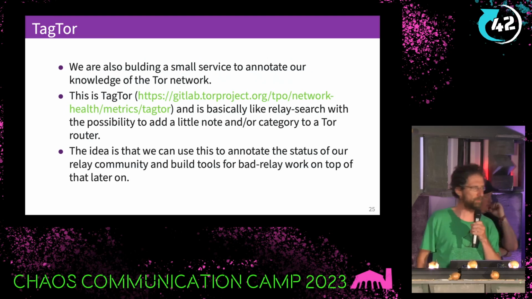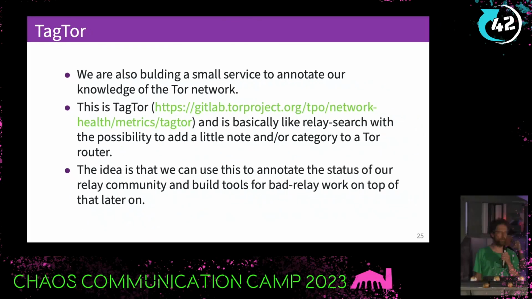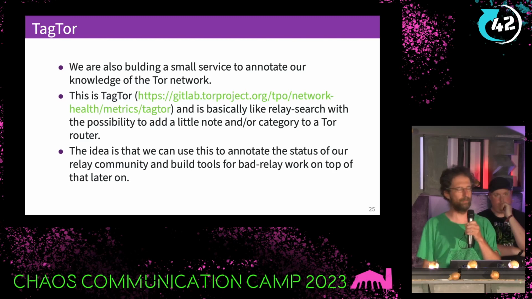The second thing we want to do while we are working on this project in the metrics area is build a small service to annotate our knowledge of the Tor network, and this tool is called C Tor. It's basically like the relay search we have right now. If you go to metrics.torproject.org, there's an option to look at the state of your relays via relay search. What we want to do here is add a little note or a category to Tor routers, where we can keep state of Tor routers, which would, for instance, say, hey, maybe Gus knows the operator, or maybe I know the operator, or maybe Roger knows the operator, and maybe you can annotate and say, hey, I've met this guy at the camp or at DEF CON or whatever.